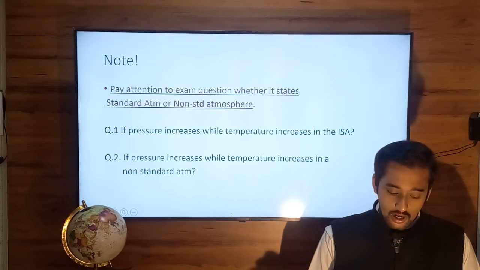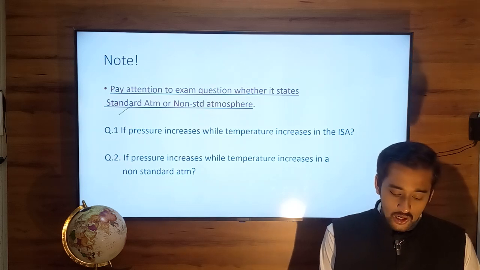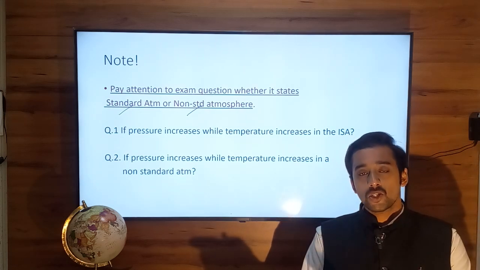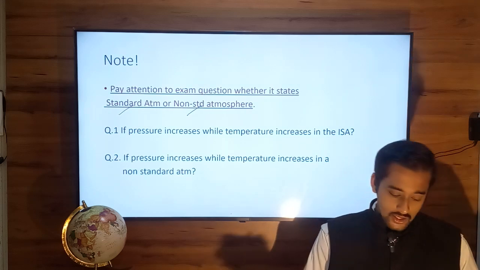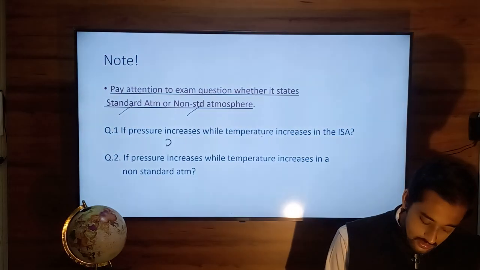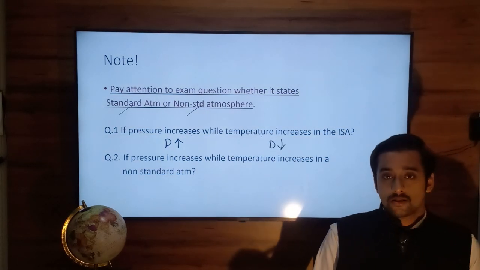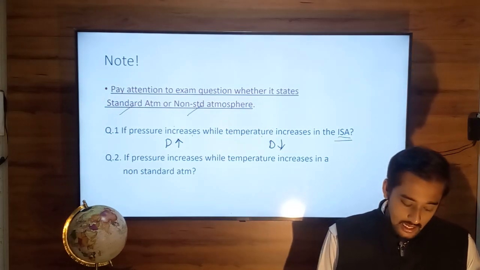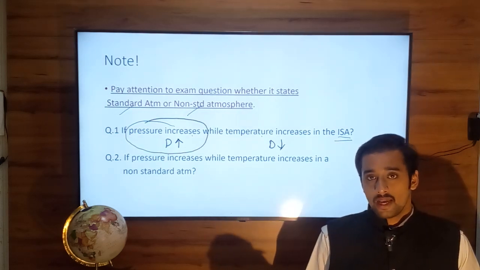Next thing, I have told you before, I will repeat this note. Pay attention to whether questions in the exam state standard atmosphere or non-standard atmosphere. In standard atmosphere, pressure is the dominating factor. In non-standard atmosphere, pressure or temperature can be, depending on lapse rates. In ISA, if pressure increases, density should also increase. If temperature increases, density should decrease. So the final consequence should be an increase in density due to pressure increase. In ISA, pressure is the dominating factor.